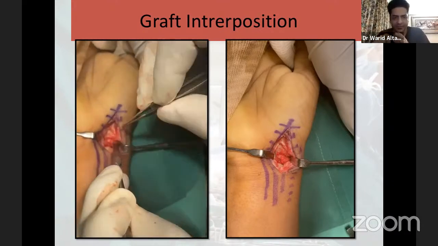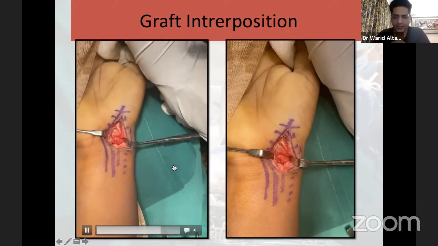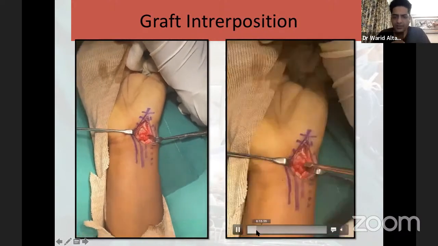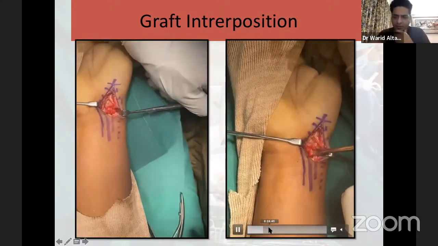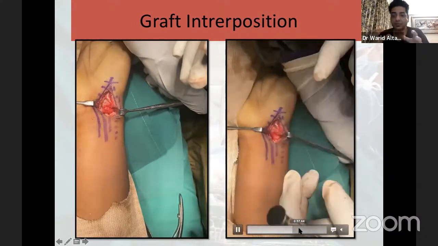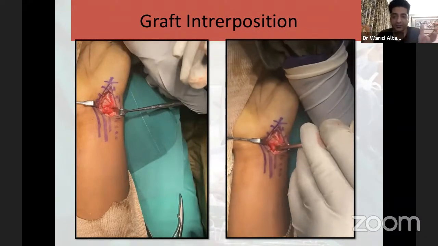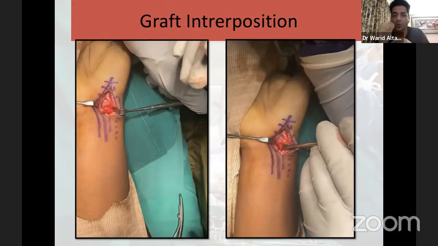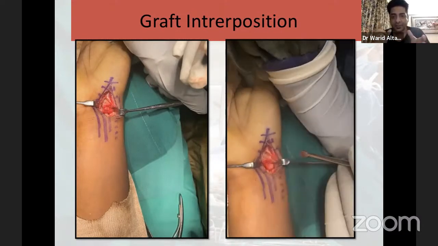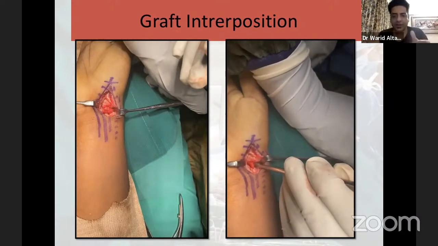And once you are happy with that, you think it is stable, you can hammer it with the small pediatric handsets you'll have to use. And you hammer it and make sure that it is jam-packed between the two fragments. Many papers published in literature suggest you use a slightly oversized graft and you don't do any internal fixation. It's just a peg grafting and it becomes so stable that you don't even need to put K-wires or screws.